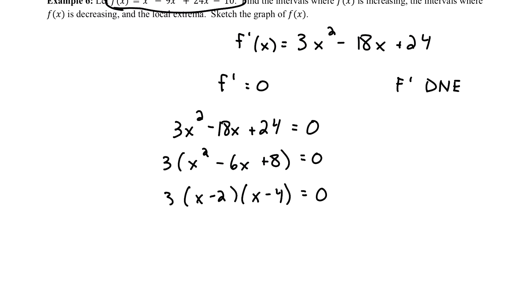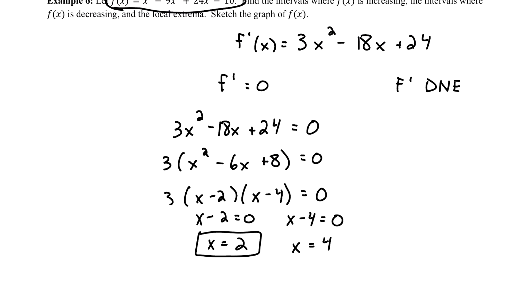Then I can take each factor and set it equal to 0. x minus 2 equals 0 gives us x equals positive 2, and x minus 4 equals 0 gives me x equals positive 4. So here are two critical numbers that I have: positive 2 and positive 4. But remember, we also want to think about the places where f prime does not exist. It's just a good habit to always be thinking about that. In this case, if I look at the equation of f prime, it's a polynomial, which means it exists everywhere, which means we don't have any other critical numbers. It's just the two that we've already found. So that's good. We only have two critical numbers: x equals 2 and x equals 4.